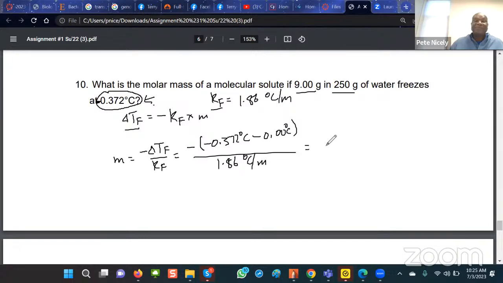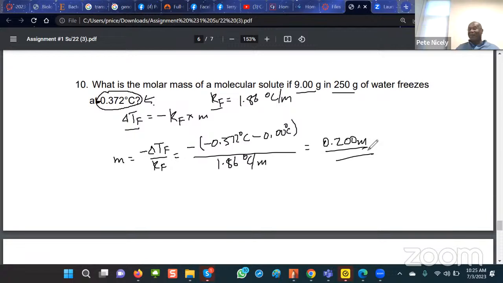Okay, so let me do that calculation. So that's basically 0.372 divided by 1.86. And according to my calculation, that gives 0.200 M. All right, so far we have calculated the molality.